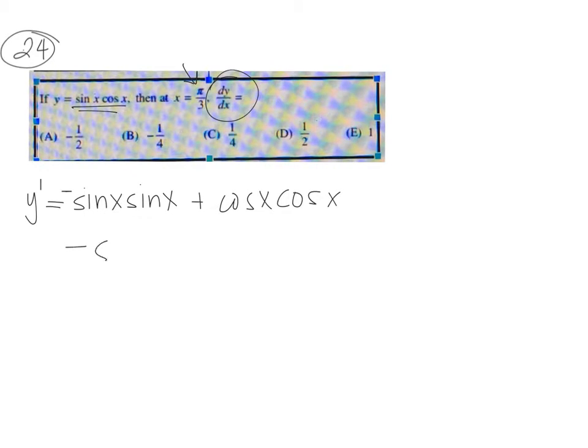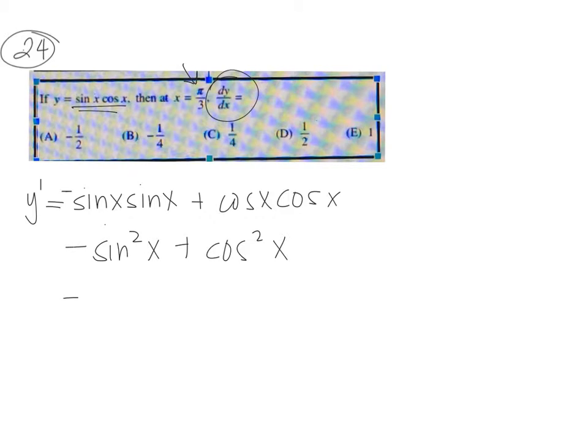Okay, the next one was number 24. If y equals sine x cosine x, then at x equals pi over 3, what's dy dx? So we're just taking the derivative of sine x cosine x and then evaluating it at pi over 3. So y prime, we've got a product rule: the first times the derivative of the second, which is negative sine x, so let's put that negative in the front, plus the second times the derivative of the first. So we're doing negative sine squared x plus cosine squared x.